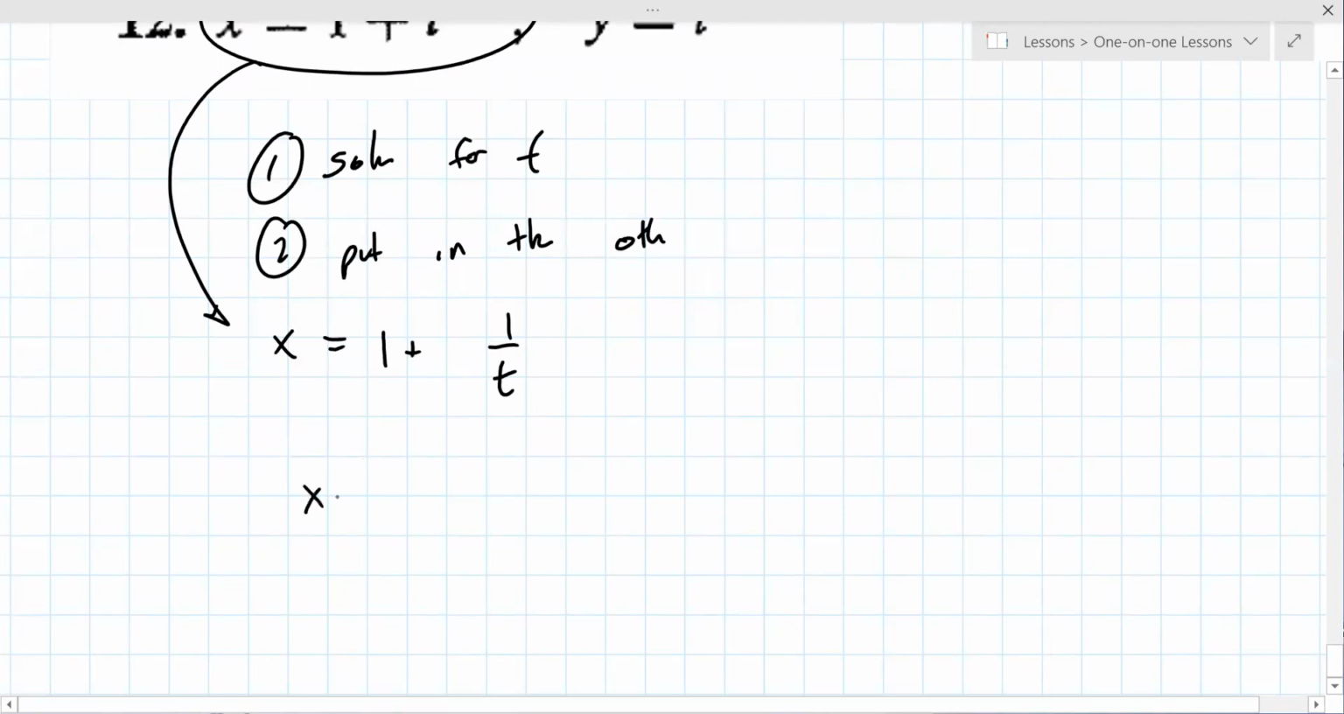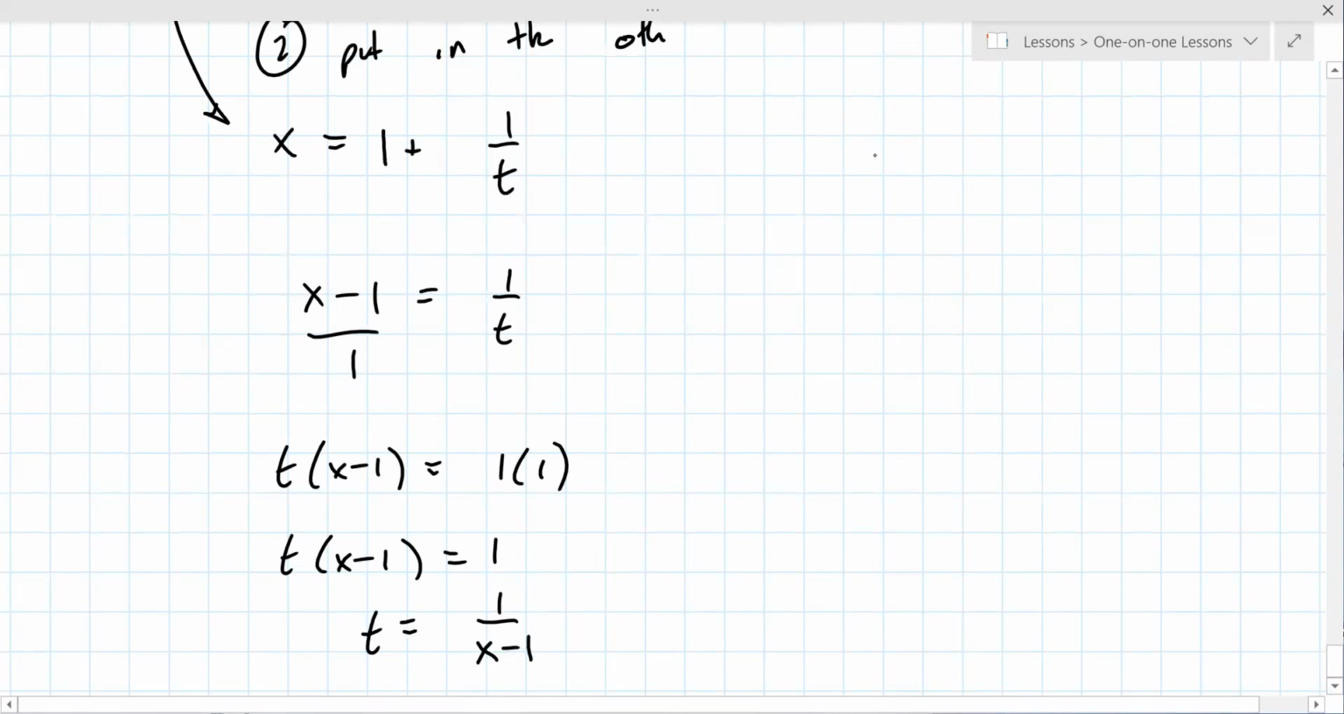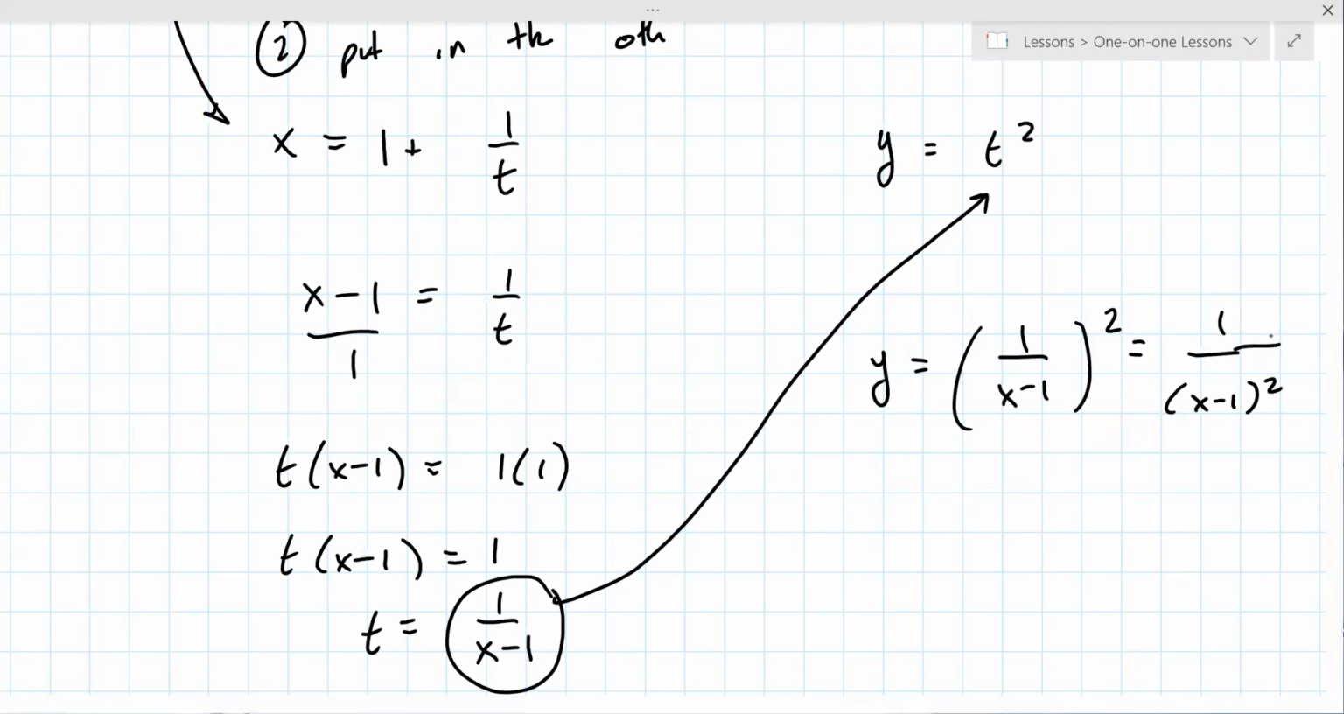So this is x minus 1 equals 1 over t. And you can cross multiply here, so you get t times x minus 1 equals 1 times 1. T times x minus 1 equals 1. T equals 1 over x minus 1. And then it's given that y equals t squared. So you take this, 1 over x minus 1, squared. And you can write this as 1 over x minus 1 squared if you really want to. You shouldn't FOIL the bottom or anything? No, generally no. Okay, cool, awesome.